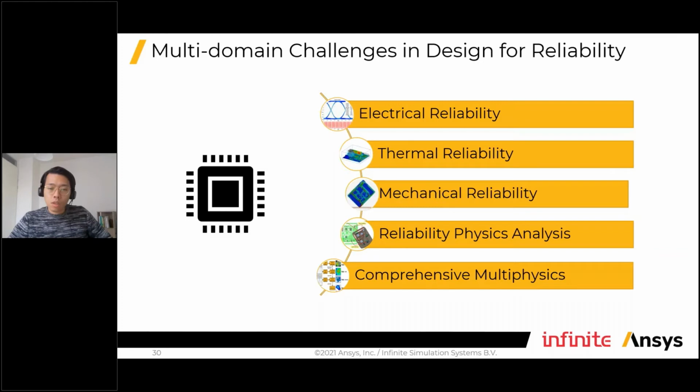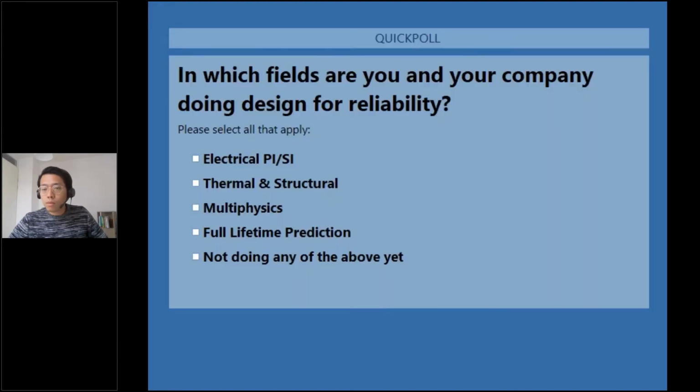I think it's good to know what our audience thinks of this and how they are working with it. So we have a small question for you. I think you can see it right now. In which fields are you and your company doing design for reliability? Of course, it can be the case that there's none of the above, but Tim will go over the options.